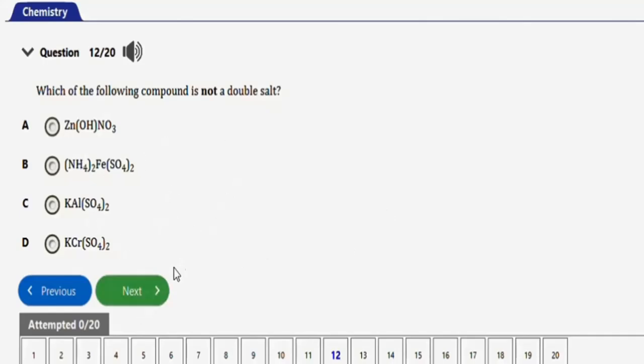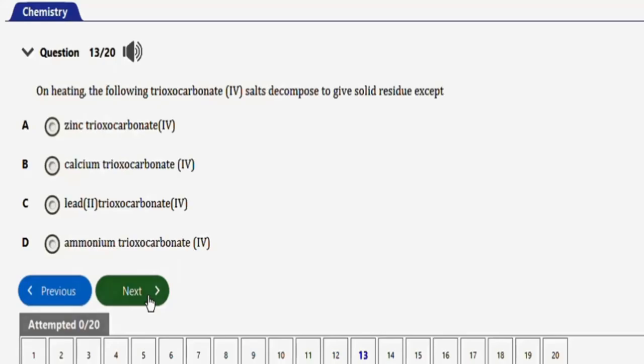The next question will be this one. It says on heating, the following trioxocarbonate(IV) salts decompose to give a solid residue, except: zinc trioxocarbonate(IV), calcium trioxocarbonate(IV), lead(II) trioxocarbonate(IV), ammonium trioxocarbonate(IV). Okay, so the right option would be option D, ammonium trioxocarbonate(IV).